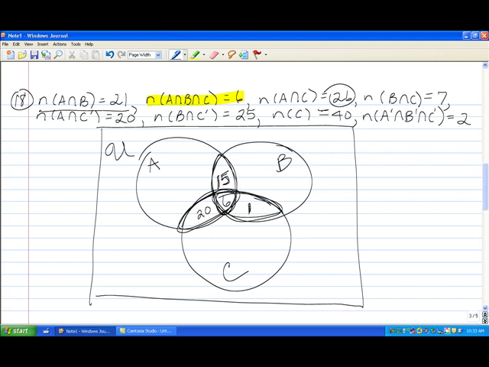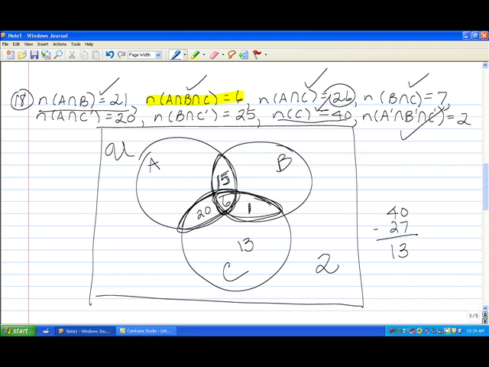Now we go to, let's see, do we have any of the individual circles? We do. Number in C should be 40. How many do I have in C so far? I have 27. So that means there needs to be 13 more in this part of C to make a total of 40. Okay. So we've taken care of that, and that one. A complement intersect B complement intersect C complement is the part outside all the circles, so I can take care of that.